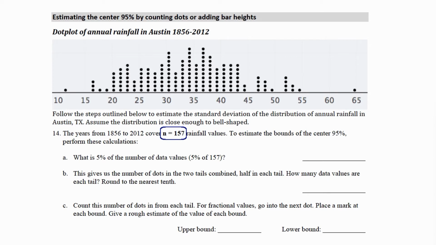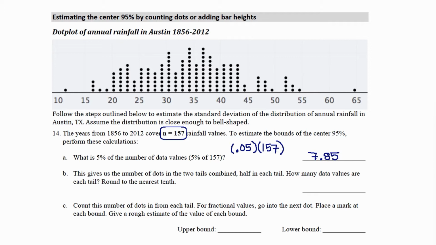And to do that, we can start by just taking 5% of 157 by doing 0.05, converting 5% to a decimal, and multiplying that by 157. This gets me 7.85, which is very close to 8. This gives us all of the dots in both tails combined.